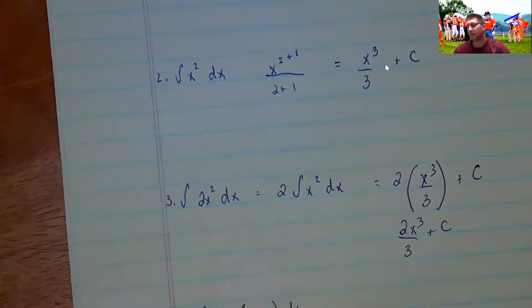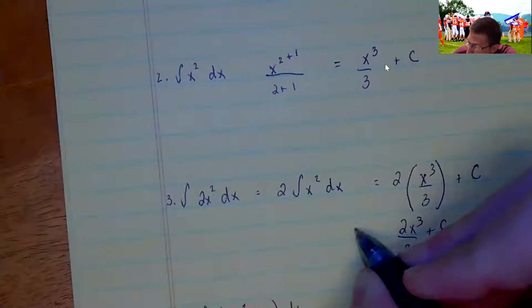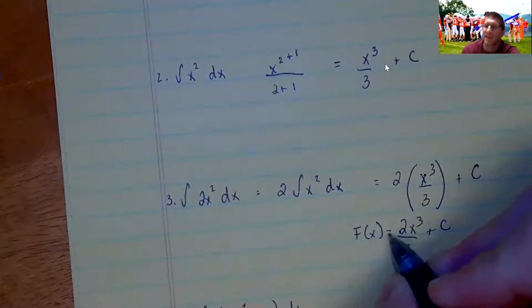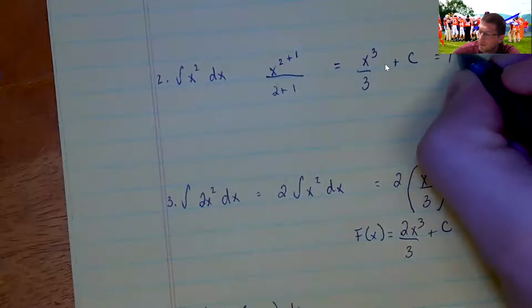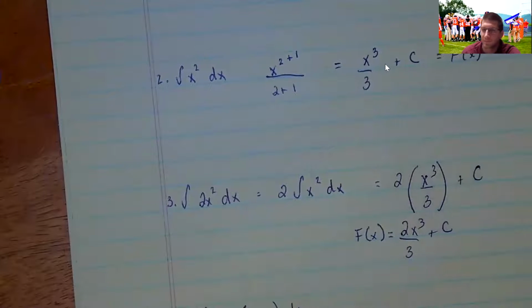Right, and I guess I should be writing, these are my antiderivatives. So these are my capital F of x's, right? Same thing up here. This would be capital F of x.